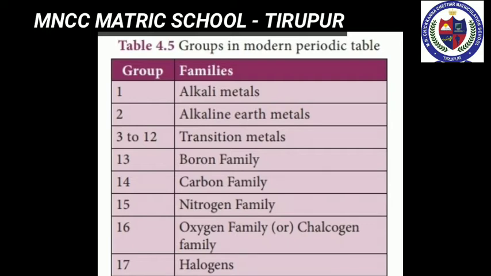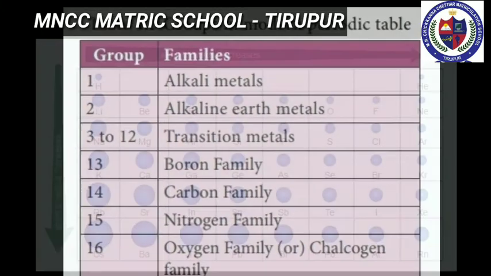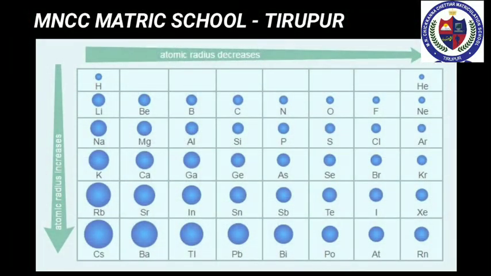Next one, the atoms of the group 0 elements have stable electronic configuration in their valence shells and hence they are unreactive. Next, let's learn about atomic radius.